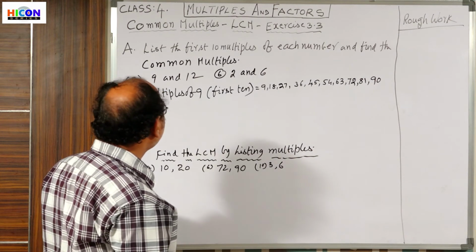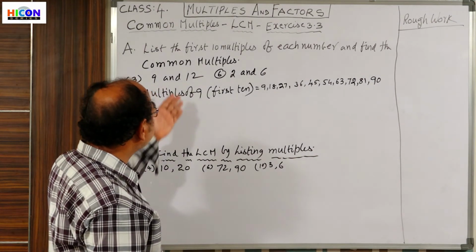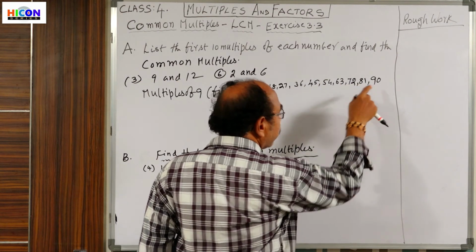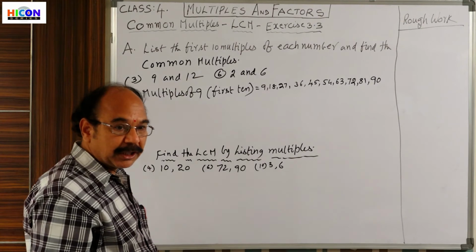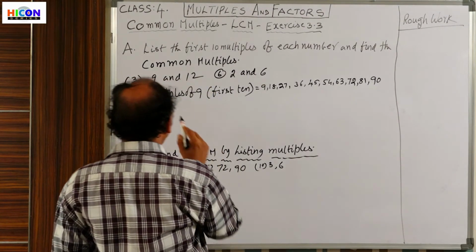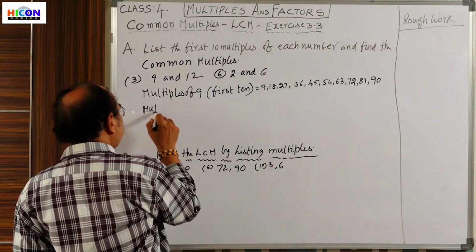Now, come to multiples of 12. Here, how many are enough? First 10 are enough. Count here: 1, 2, 3, 4, 5, 6, 7, 8, 9, 10. Only the first 10 are needed. Next, write the multiples of 12.